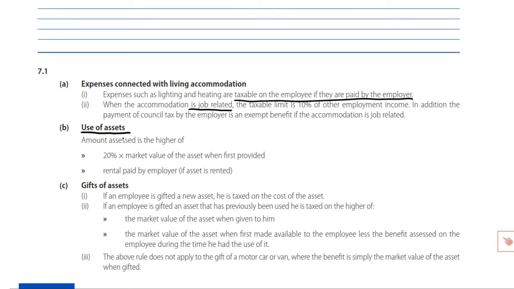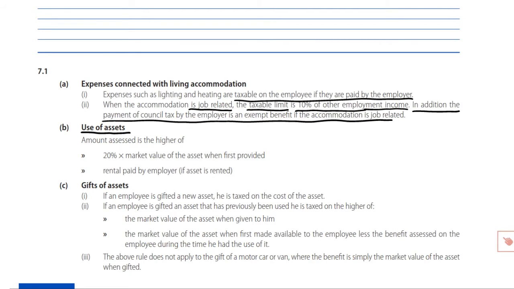Then, in relation to these expenses paid for by the employer, and also as regards the furniture and furnishings, so the use of assets provided by the employer, we put a cap on what the maximum taxable benefit could be. And that taxable limit is 10% of our other employment income, that is, excluding these other benefits. In addition, the payment of council tax by the employer is an exempt benefit if the accommodation is job related.